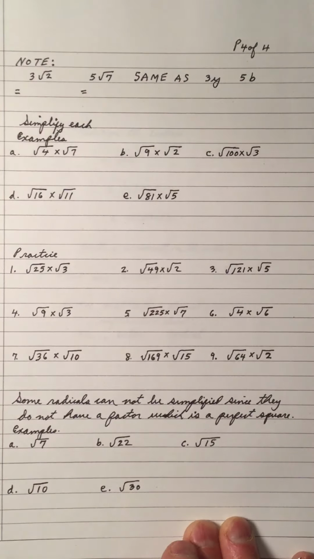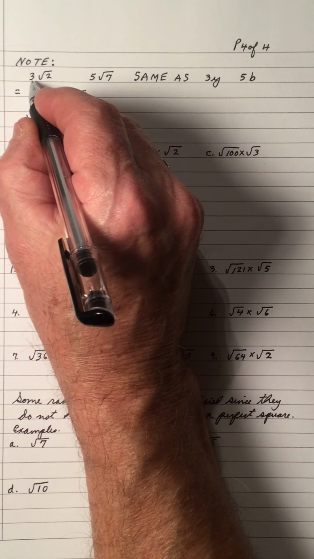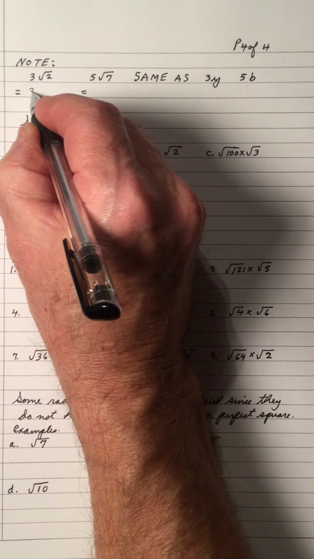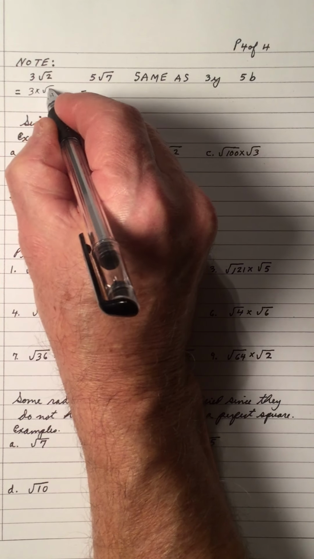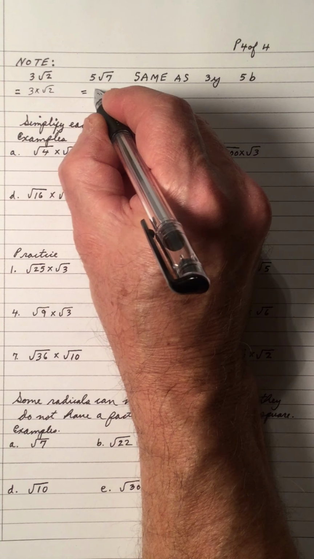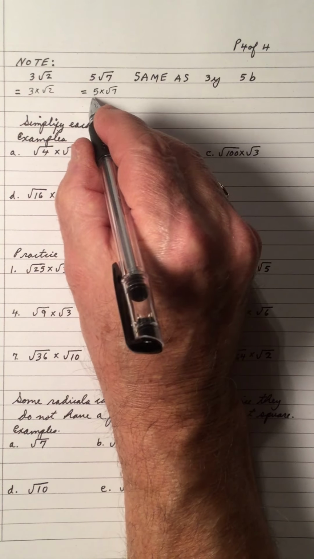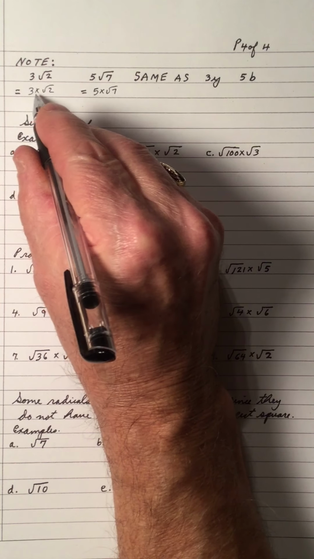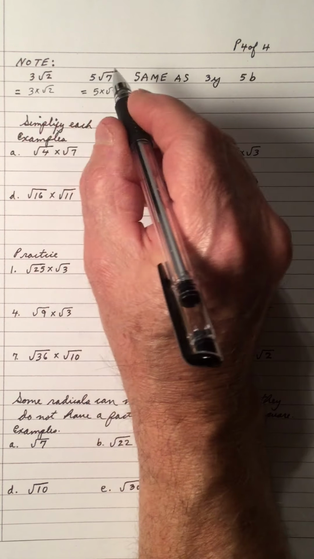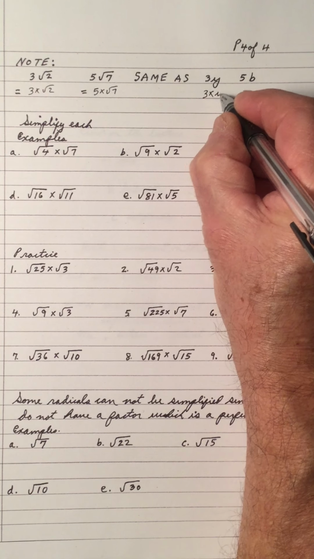Let's continue. Just a little note. 3 root 2 is the same as 3 times root 2. It's understood to be a multiplication. 5 root 7 is the same as 5 times root 7. Only you won't see this written down as a multiplication. You'll just see 3 root 2. That's the same as 3 times root 2.